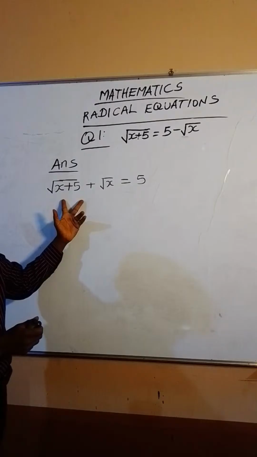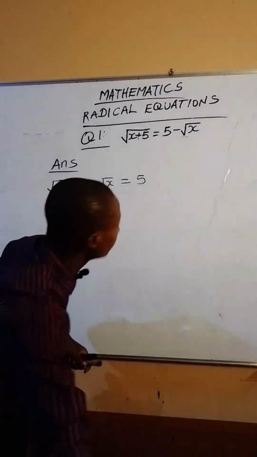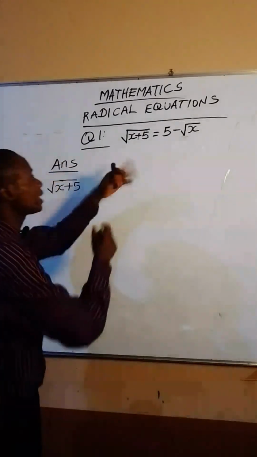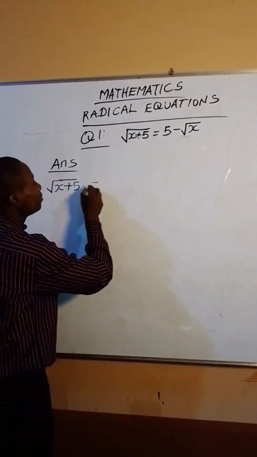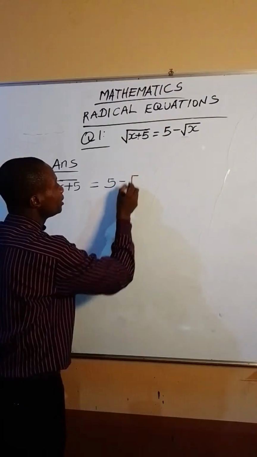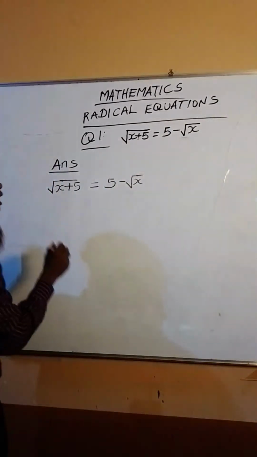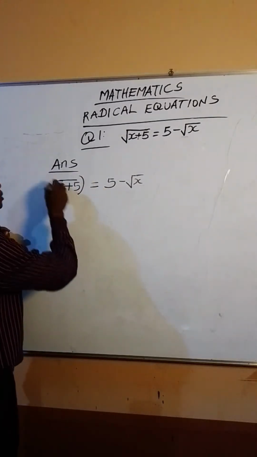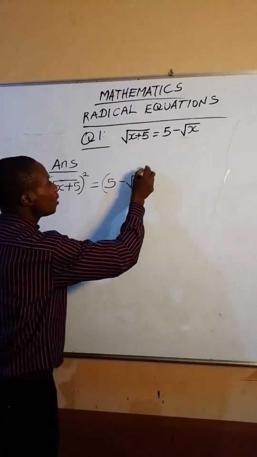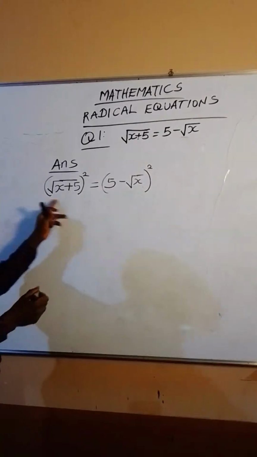Now, we may decide to use this method, or there is a simpler method that we can also use. What is that simpler method? We can just square both sides. We can begin by squaring both sides. That can be another very easy method. If you square both sides, we are going to put in a square here and a square here, which means we are squaring both sides.